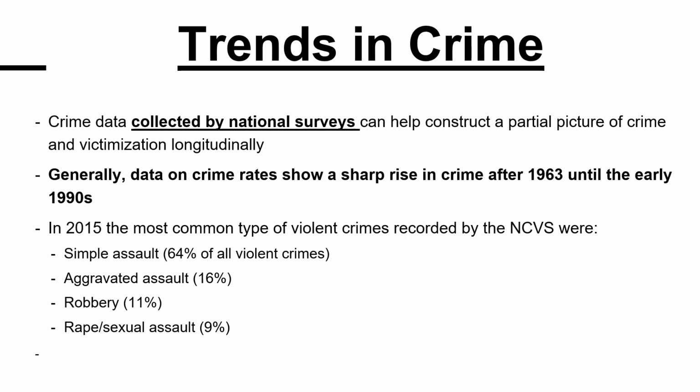So we know that simple assault makes up 64% of all violent crimes. So simple assault is me going up and punching someone in the nose. Does that surprise you that that makes up the majority of violent crimes? It shouldn't. Not everyone's out here murdering someone. The majority of our violent crimes have to do with assault and battery. Aggravated assault makes up 16%, robbery 11%, and rape and sexual assault only make up 9% of overall crime.